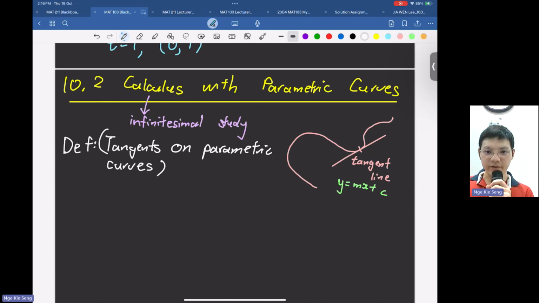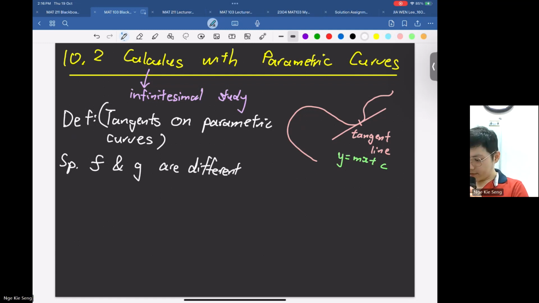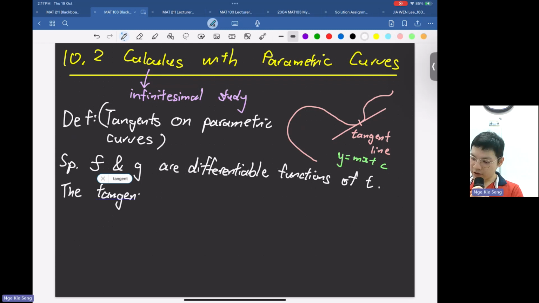So what do we do? We are playing around with parametric equations, so we need to impose some conditions here. Suppose that our f and g are differentiable functions with respect to time, or t. They are functions of t, and you can differentiate them. So how do we define the tangent line? To define the tangent line, what do I need to tell you? I need to tell you the gradient. So what's the gradient here?